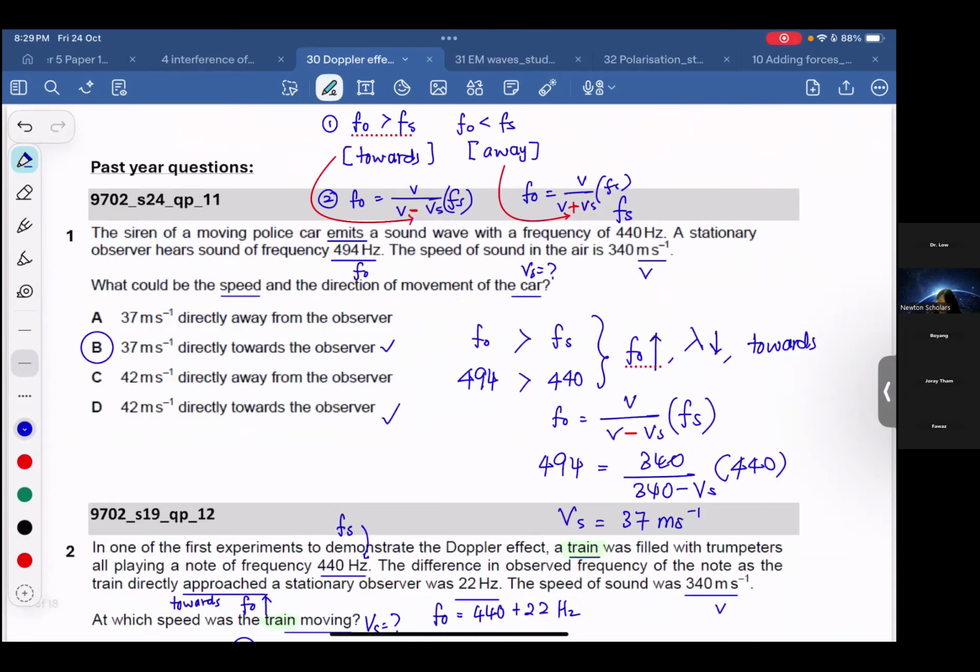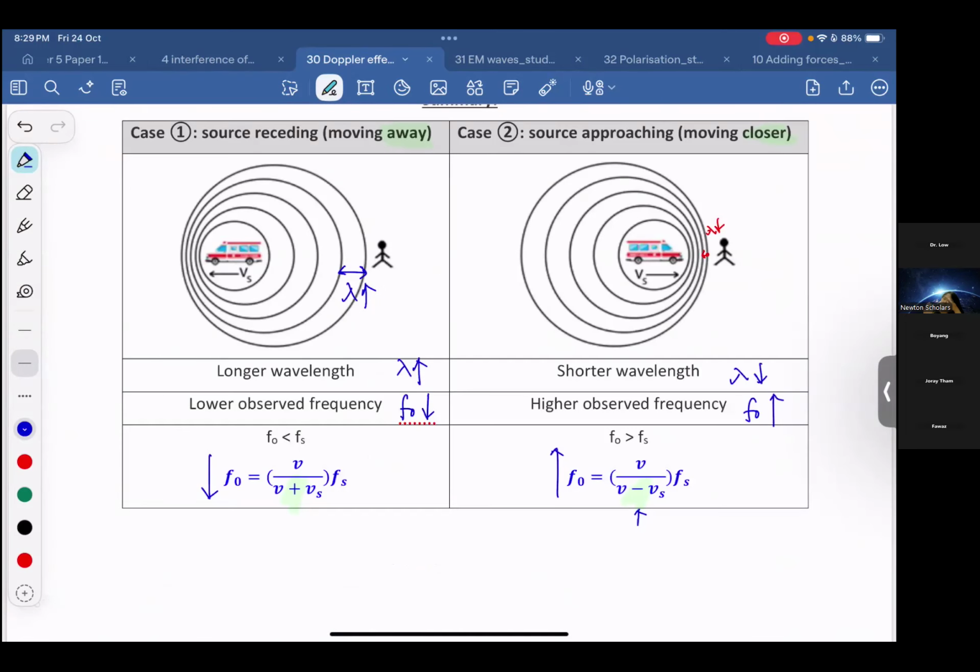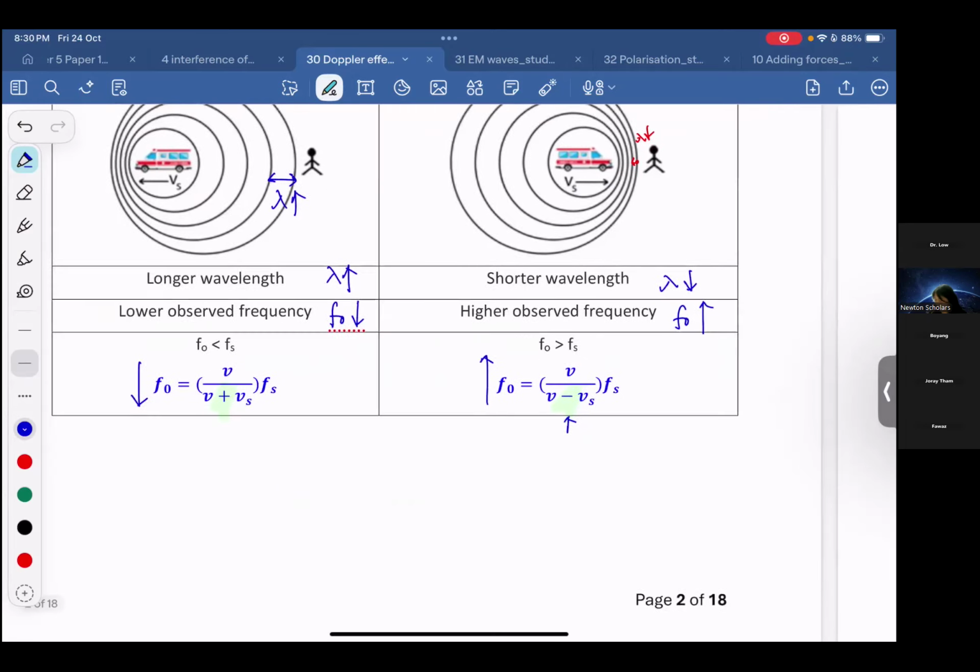This is a very important note here, okay? So is it towards or away, ask yourself. If away, your observed frequency should be lower. If lower, then you should use plus for the formula. Okay, in mathematics, one value divided by a bigger value at the bottom part, you will get a lower observed frequency. So this part is page number 2.